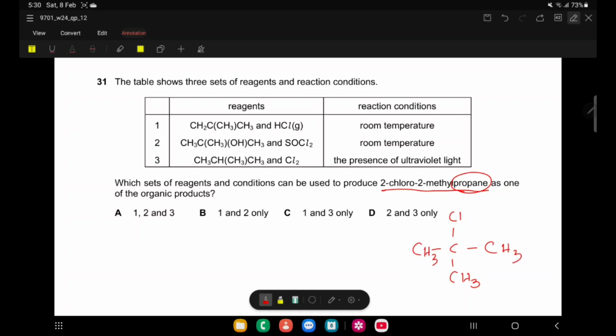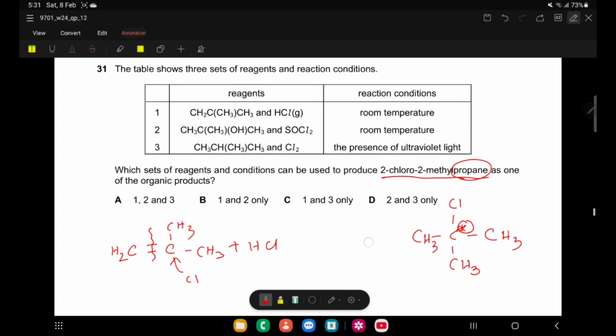Okay, 2-chloro-2-methylpropane as one of the organic products. Okay, so for the first one, we have to look for a tertiary carbon. Okay, so the first one, CH2 double bond CH3, plus HCl. Yes, this will be broken down and chlorine will be added here.